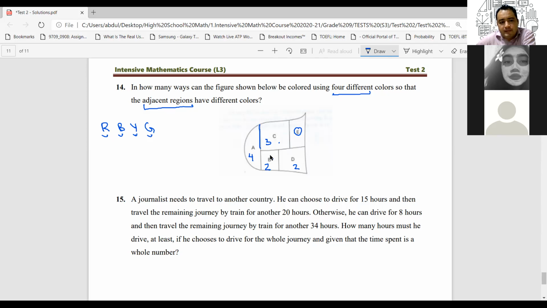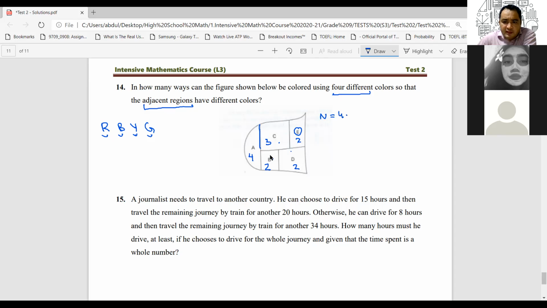Can I? Yes, Arad. Only 2. Only 2, right? Because already it's adjacent to this and to this region. So now it just takes permutation right here. Then how many different ways can we color them?